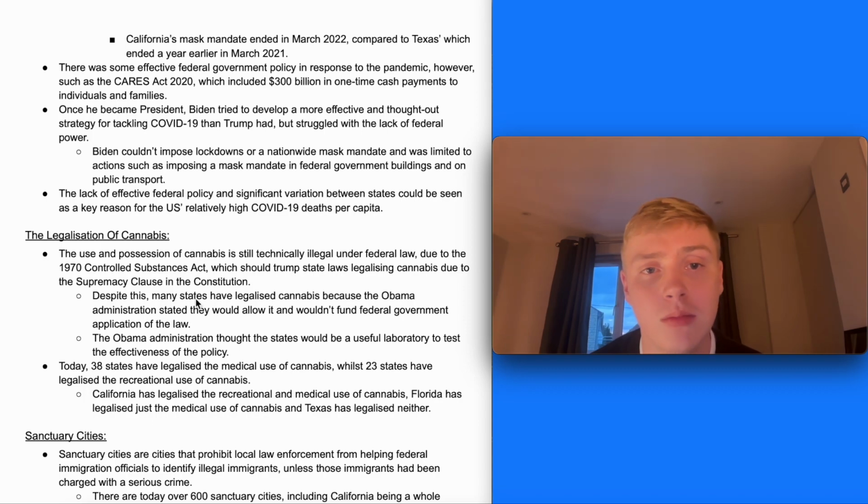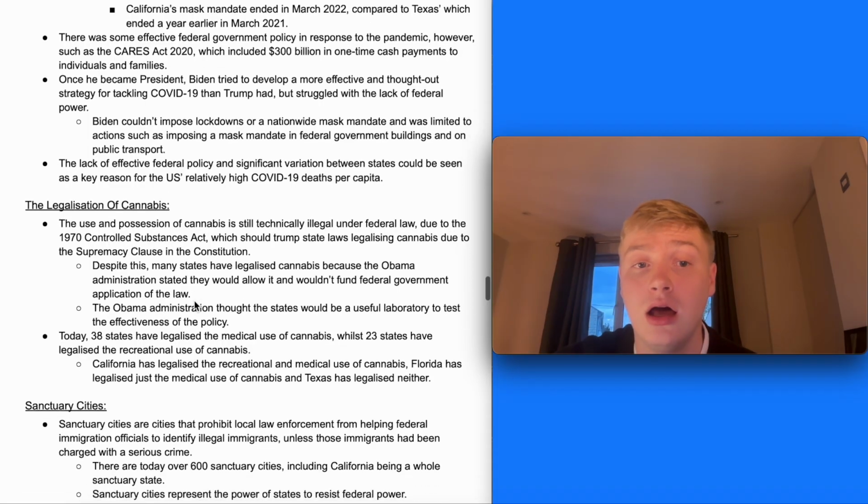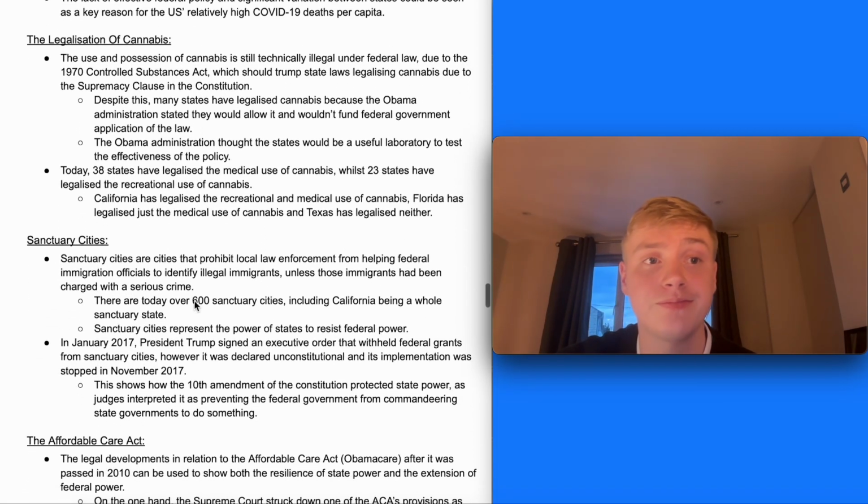Once he became president, Biden tried to develop a more effective and thought-out strategy for tackling COVID than Trump had, but struggled with the lack of federal power. So he couldn't impose lockdowns or a nationwide mask mandate, and was limited to actions such as imposing a mask mandate in federal government buildings and on public transport. So that really shows how federalism, and limited government in particular, was working. The lack of effective federal policy and significant variation between the states could be seen as a key reason for the US's relatively high death rate per capita from COVID.